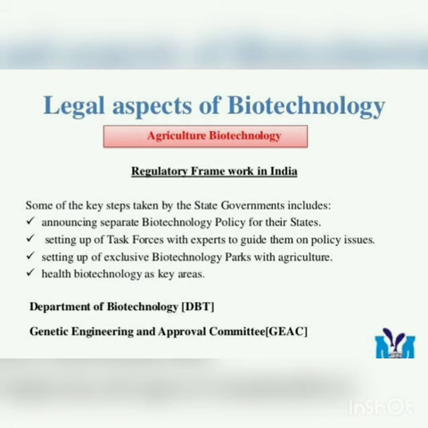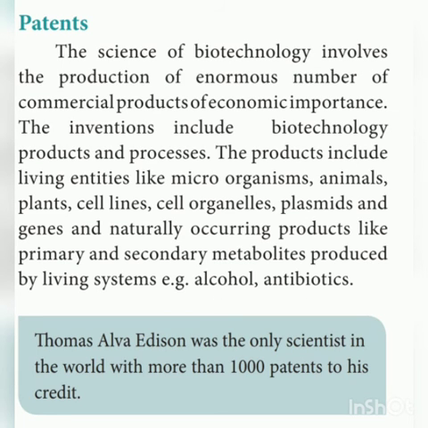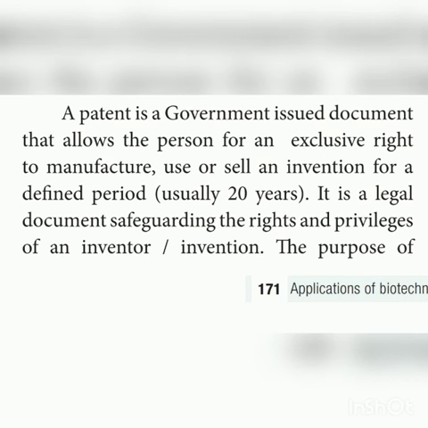There are some biosafety guidelines which were introduced by the World Health Organization in the year 1991. The intellectual property rights and protection were implemented by various committees. The IPR, that is, the intellectual property right, is protected in different ways like patents, copyrights, and trademarks. So, what is meant by a patent? A patent is a government-issued document that gives a person an exclusive right to manufacture, use, or sell an invention for a definite period. That means usually 20 years. Okay, that is called a patent.